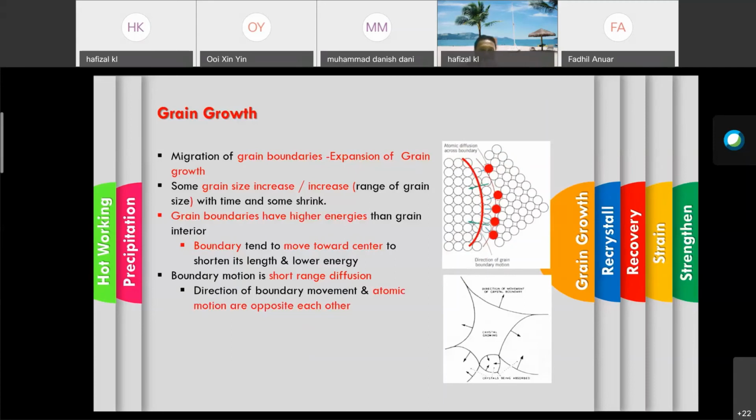So this is the mechanism of the diffusion taking place, whereby a grain starts to get bigger and some of the neighboring grains start to shrink and disappear. As you can see here, this grain starts to get bigger in size, and the grain below starts to shrink.